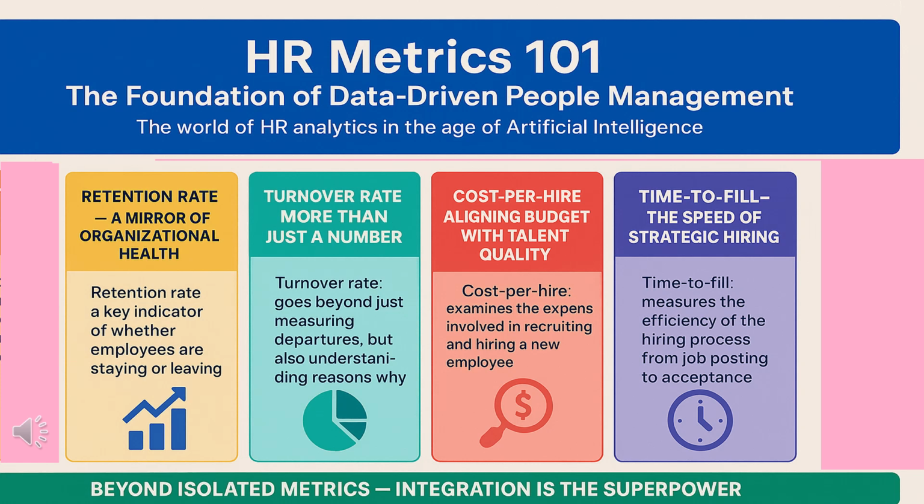Strategic wrap-up. To recap, HR metrics are no longer back-office reports. They are front-line business strategy indicators. You've now mastered the foundational metrics: retention, turnover, cost per hire, and time to fill, with step-by-step breakdowns. You've seen how AI doesn't replace HR, it amplifies it by turning reactive data into predictive action.